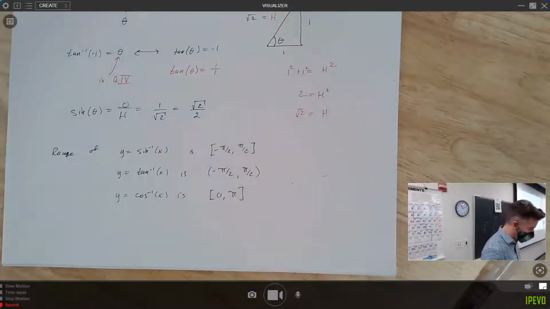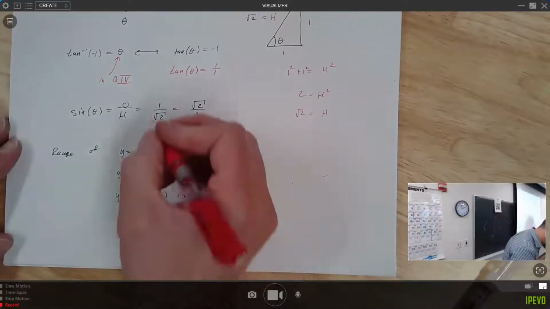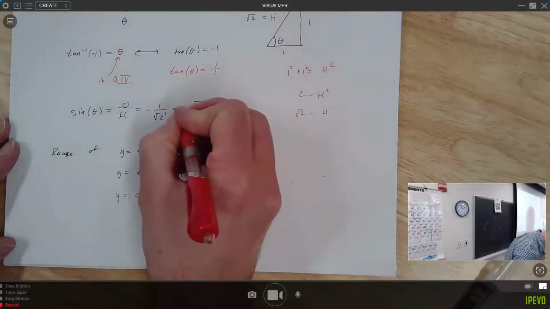And I'm taking sine of this angle. Well, in quadrant 4, is sine positive or negative? Definitely negative, right? Because all students take calculus, and cosine is positive in quadrant 4, so the other 2, sine and tangent, are negative in quadrant 4. So that's definitely going to be a negative root 2 over 2.